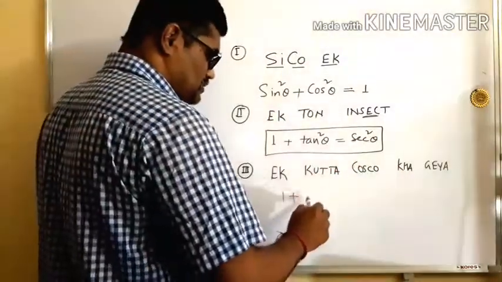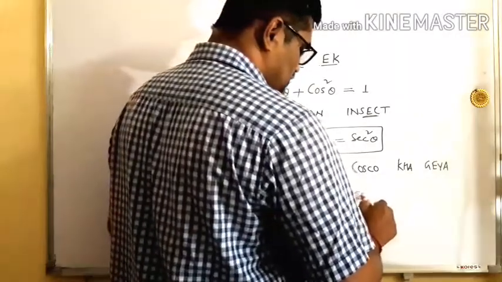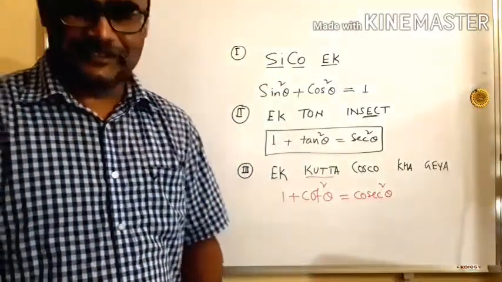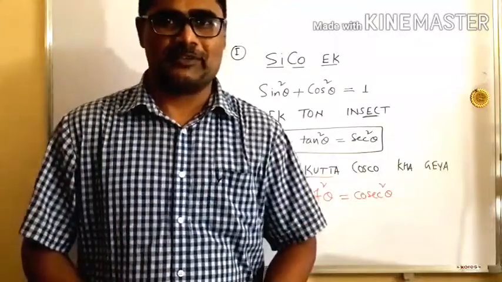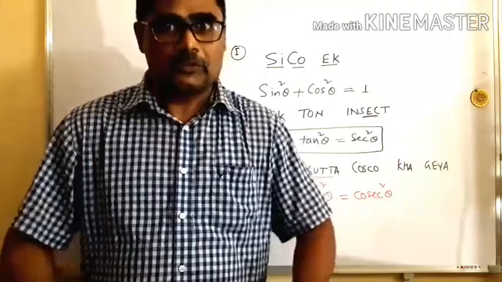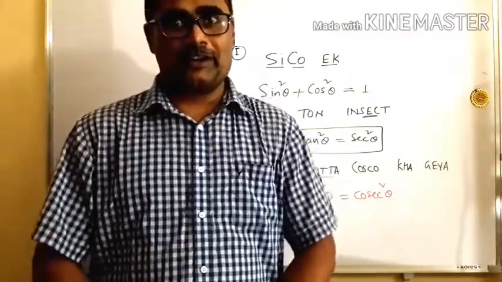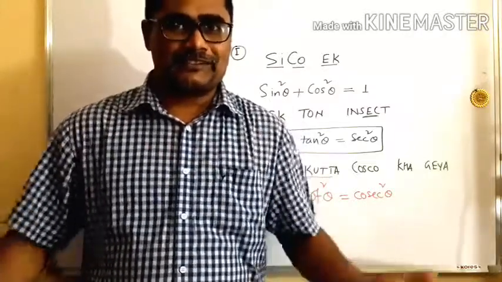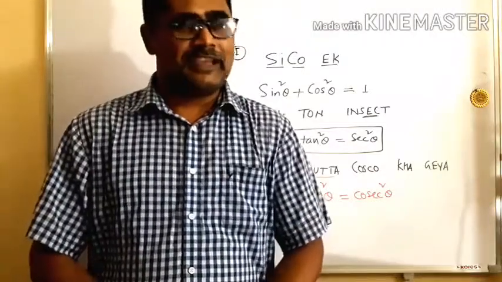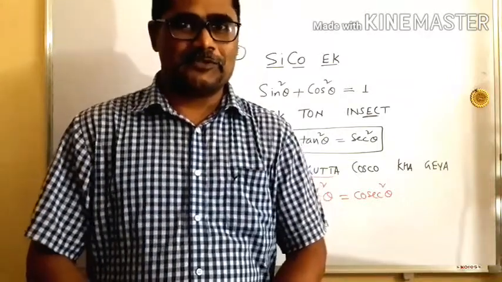So plus will come here. Kutta will remind you about cot, so it will be cot square theta. Cosco, as usual, gives you cosec square. Great. Now onwards, if you see a dog somewhere on the road barking at someone, you'll remember, "Oi, kutta, ek kutta Cosco kha gaya." 1 plus cot square theta equal to cosec square theta. And somewhere if you find an insect flying, or maybe a fly, 1 ton insect, 1 plus tan square theta equal to sec square theta.